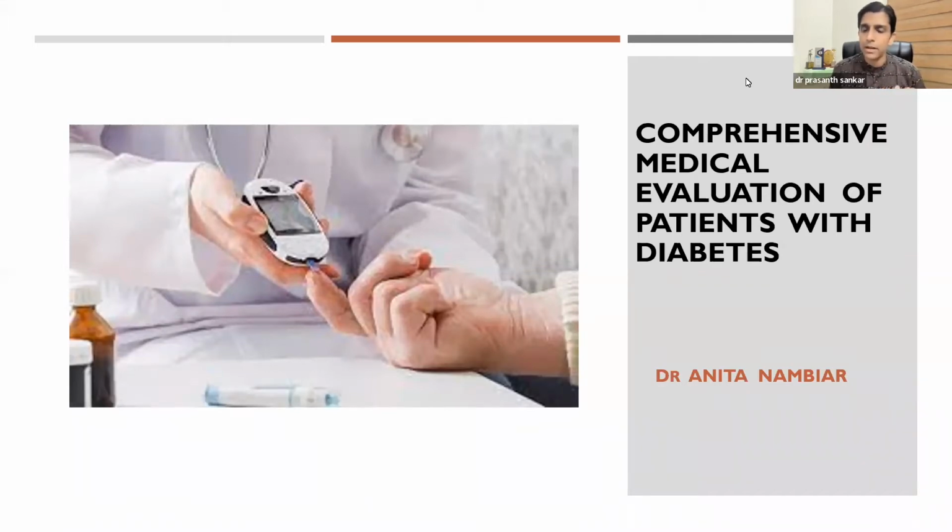This session we have planned into two sections. The first section will be a lecture on the comprehensive assessment based on the standard international guidelines, which will be dealt with by Dr. Anita Nambiar. Dr. Anita Nambiar doesn't need any introduction to this audience. She is a very experienced physician from Kochi, and she is currently working as the senior consultant physician in BPS Lakeshore Hospital. She has got decades of experience in the management of patients with diabetes. She has had leading positions in all the important organizations with respect to diabetes and internal medicine, and probably she is the right person to give a lecture on this.